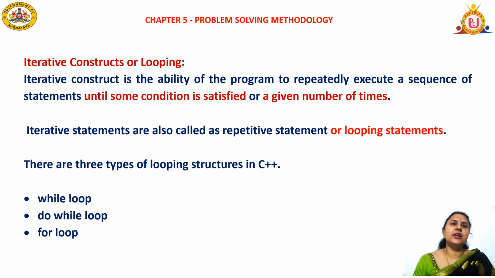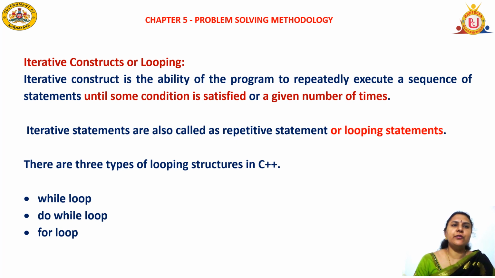The next construct in programming is the iterative construct, or looping construct. What is meant by iterative construct? It is the ability of the program to repeatedly execute a sequence of statements until some condition is satisfied, or a given number of times, or till the condition becomes false. So this is called iterative construct or looping construct.